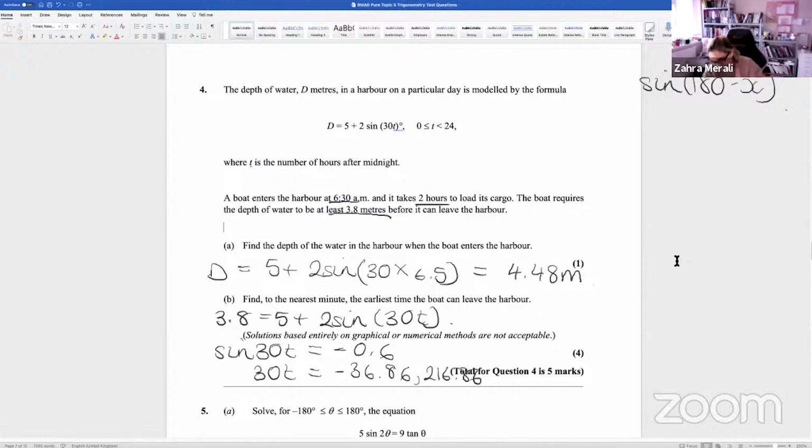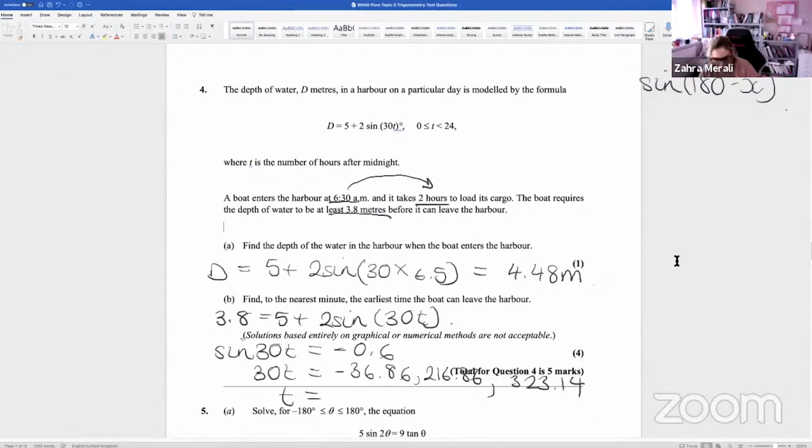Right, and if I do 216.86 and divide it by 30, what I get is 7.22. Now that's not 2 hours after 6:30. So I'm going to add 360, because remember sine repeats every 360, to 36.86, and I get another solution. So the next one along, which is 323.14, I now can divide by 30.